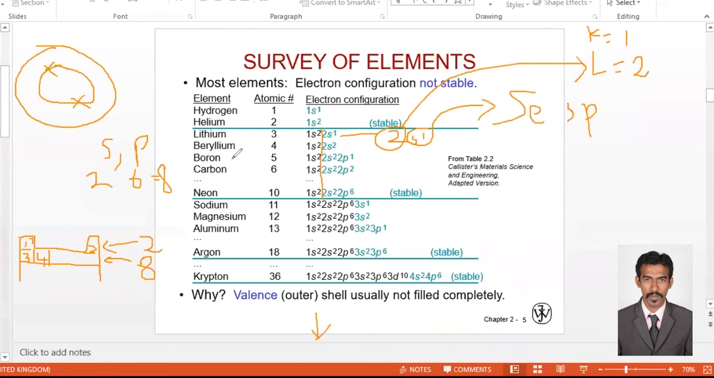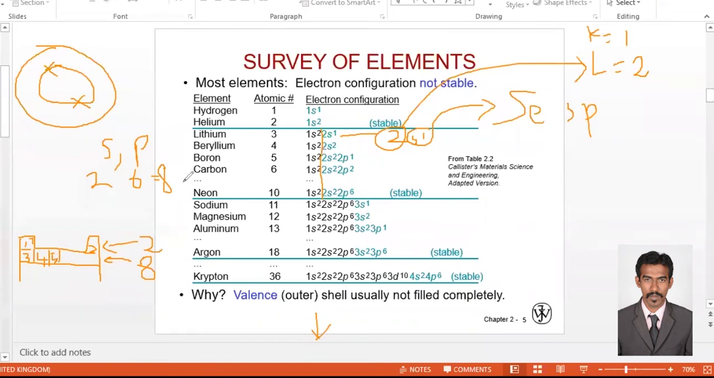Now if we talk about boron, it has 5 electrons. So this is our boron and it has 5 electrons. Two of them make the 1s2, right? Then we have 3, 4, 5, the extra 3 electrons.